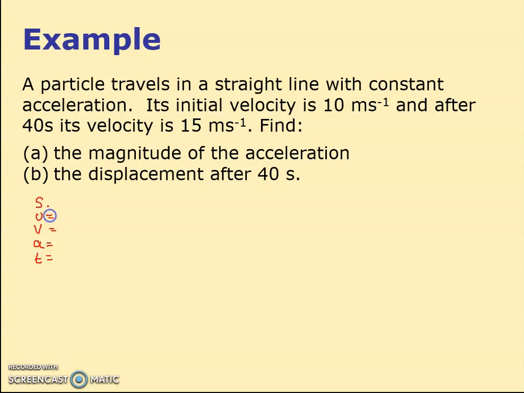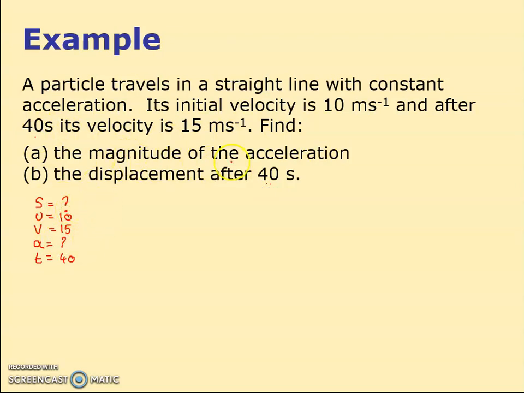So let's write SUVAT. Its initial velocity is 10, that's u. And after 40 seconds, t equals 40, its velocity is 15. I want the acceleration for part A, and I want the displacement after 40 seconds. That's what they said in the question as well. So in due course, I will want both of these things.